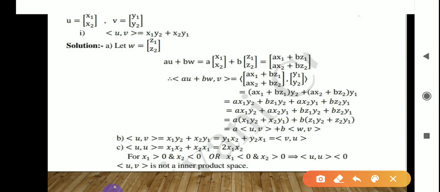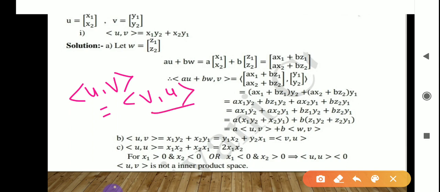Now we have to check symmetry. Symmetry means the inner product of u, v is equal to the inner product of v, u. Okay, so consider the inner product of u, v. The inner product of u, v is defined as x1 y2 plus x2 y1, and multiplication is commutative, so we can write it as y1 x2 here, plus y2 x1 here, because addition is commutative. And what is this? This is the inner product of v, u. So the symmetry property also holds here.